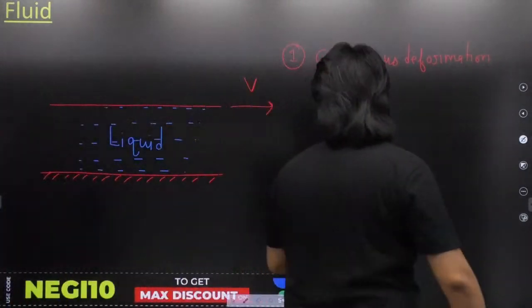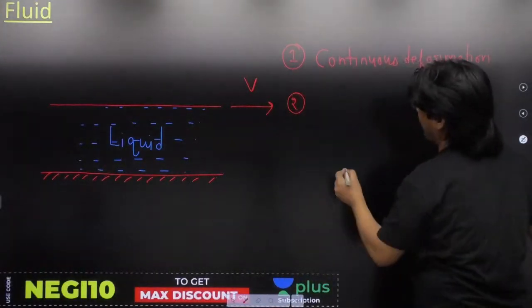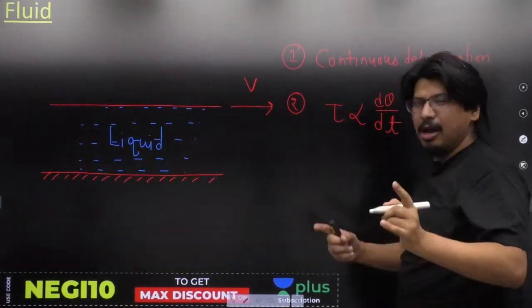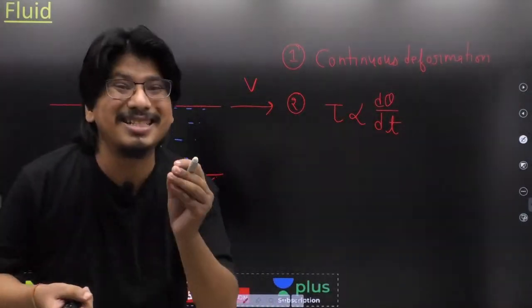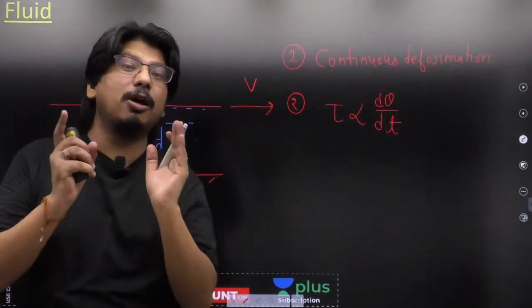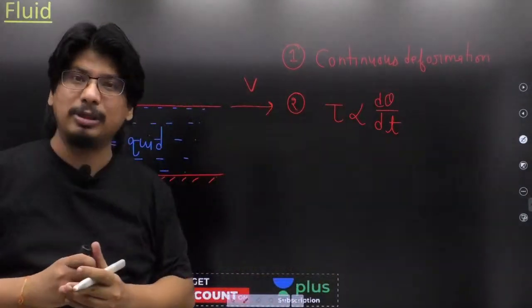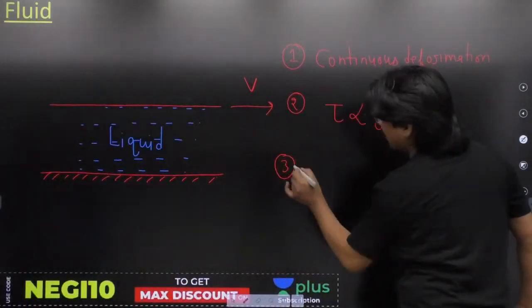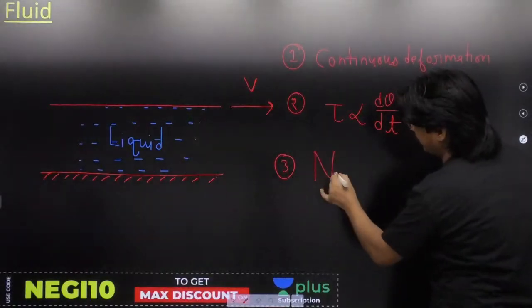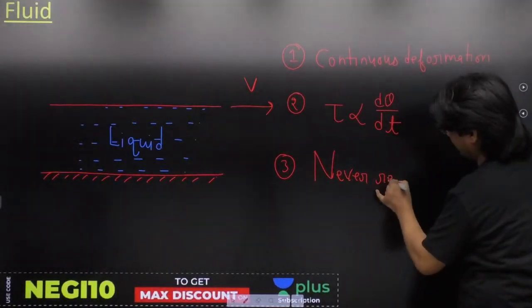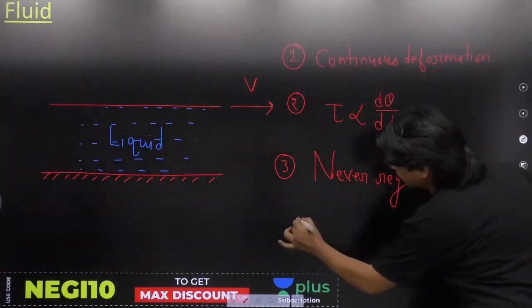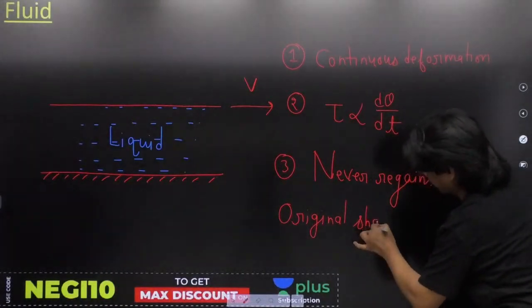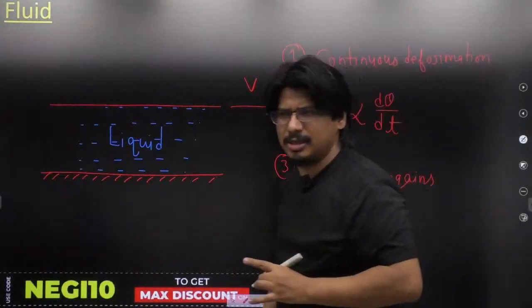Second point. In case of fluid, shear stress is directly proportional to d theta by dt. What is this d theta by dt? Do you remember? Shear strain rate. In case of solid, tau was directly proportional to d theta. Here it is directly proportional to d theta by dt. And of course, fluid never regains original shape. Everyone knows this. I hope you are clear with this.